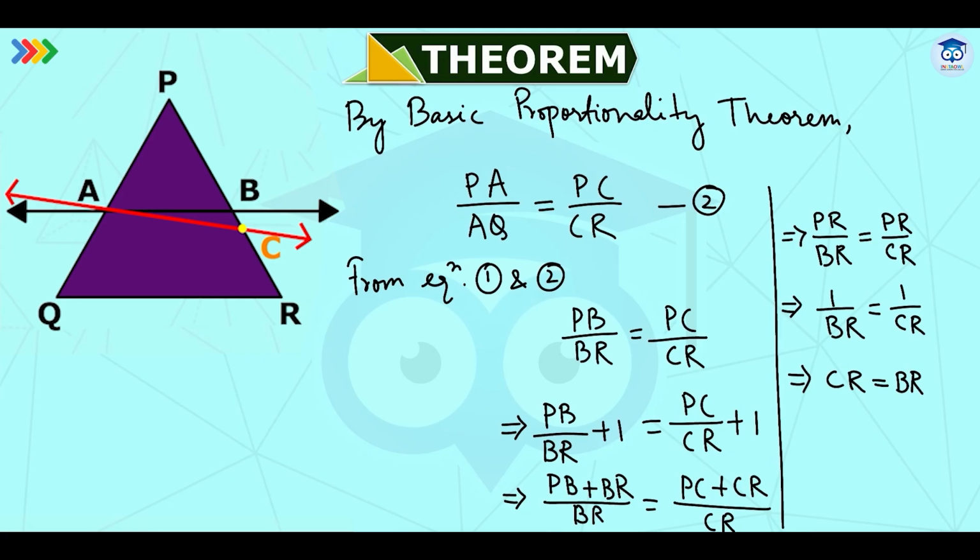It is possible only when B and C coincide. So it implies B and C coincide, right? So that means what we have chosen is not parallel; it has to be parallel. So if the ratios are equal, then the line drawn is parallel to the third side. So this is the converse of the basic proportionality theorem.